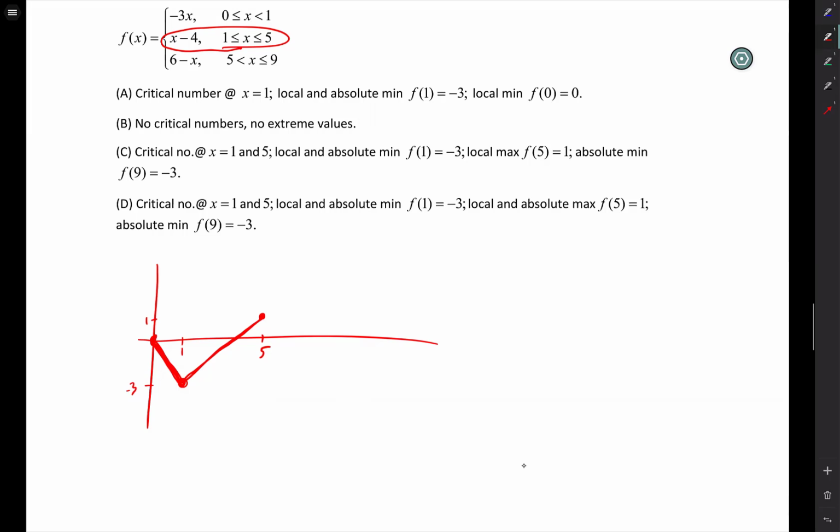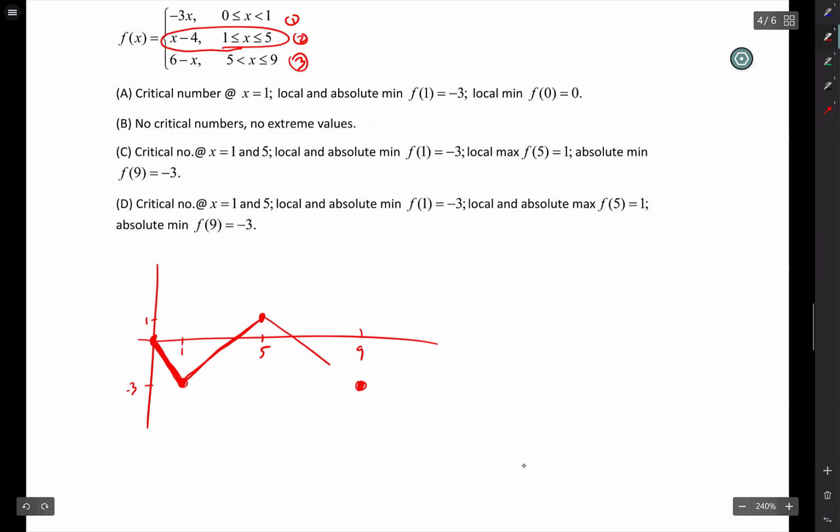Again, at 5, 6 minus 5 is 1. So it's an open circle, but at 5, equation number 2, let me give them names, fills in that circle for you. So let's see, I'm going to go all the way to 9. 9's right here. 6 minus 9 is -3. So I'm going to go back to -3, and that is going to be a solid circle.